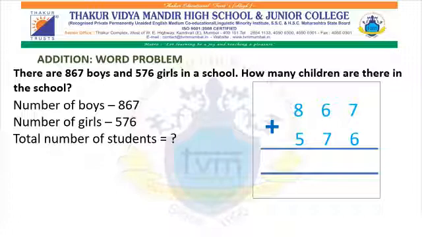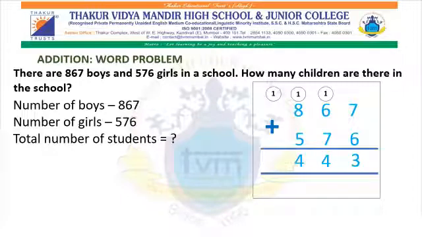7 plus 6 is 13. So 3 will be written down and 1 carry over. 6 plus 7 is 13. 13 plus 1 is 14. So 4 will be written down and 1 carry over. 8 plus 5 is 13. 13 plus 1 is 14. So 4 will be written here and 1 carry over.